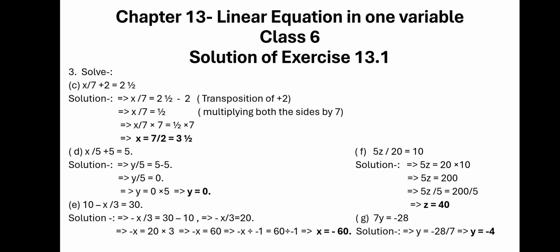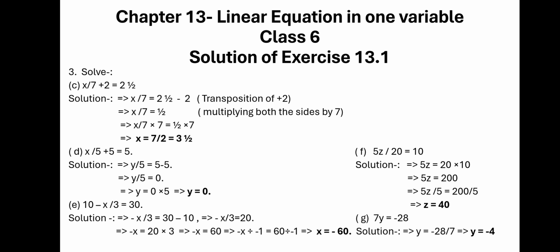10 minus x upon 3 equal to 30. That implies negative x upon 3 equal to, because we have to transpose positive 10 as negative 10 on the right hand side. So negative x upon 3 gives you 30 minus 10, which is 20. So negative x upon 3 equal to 20.